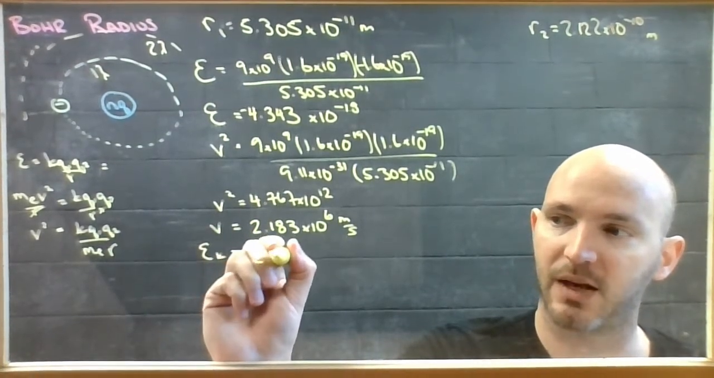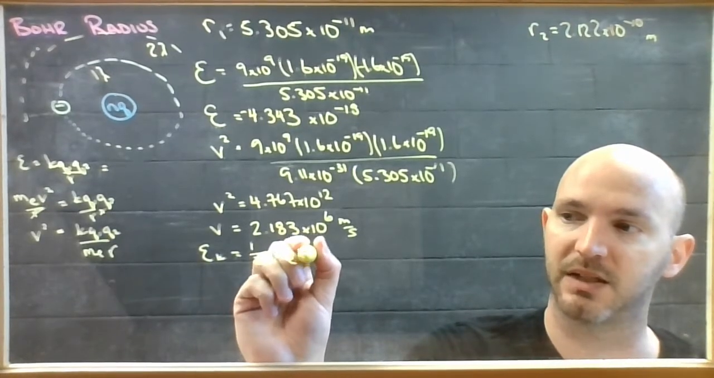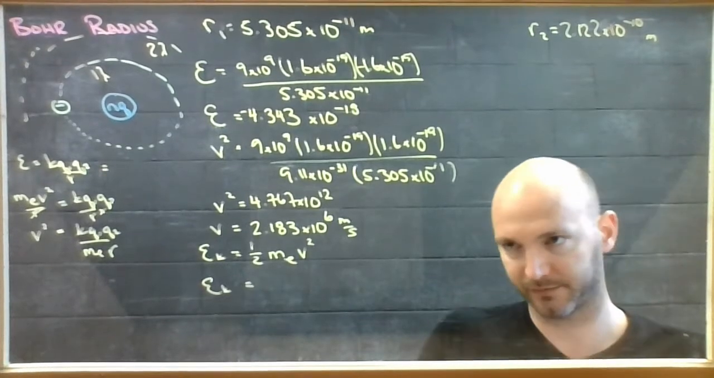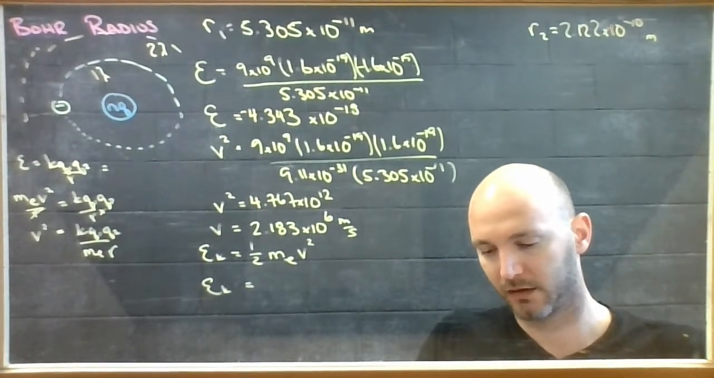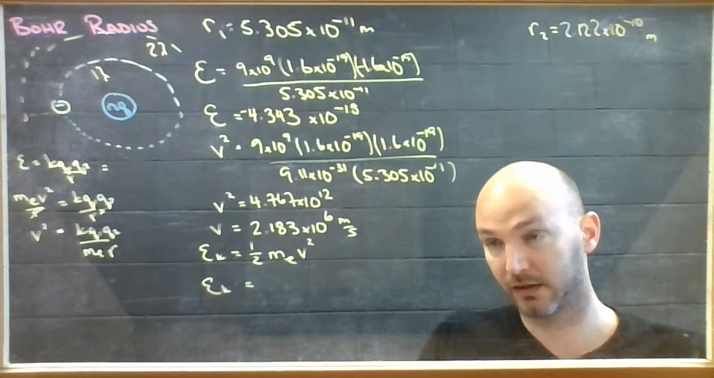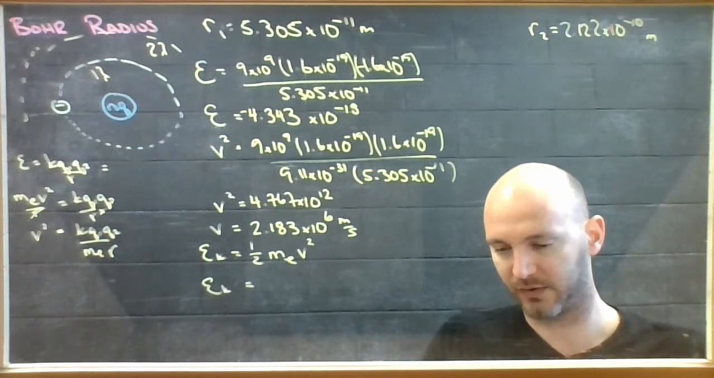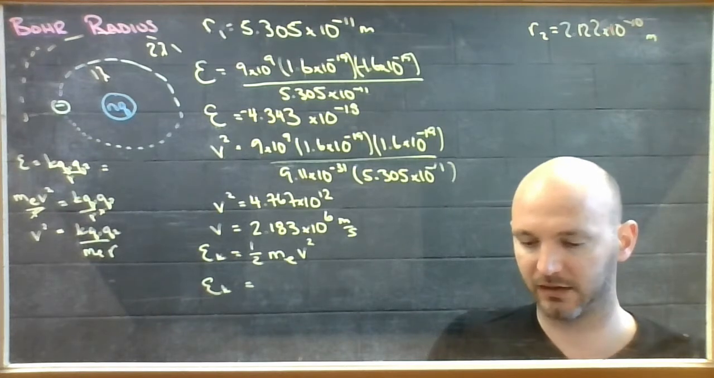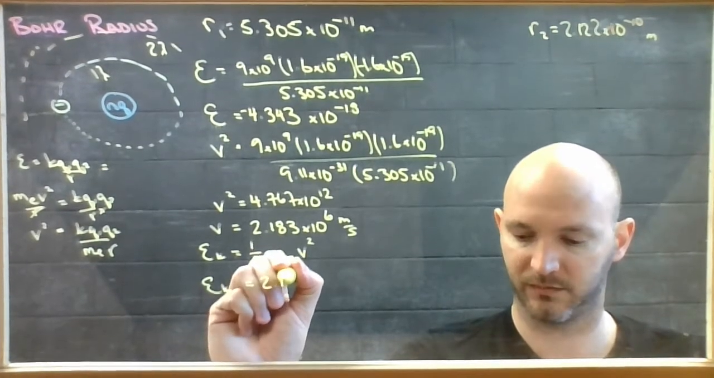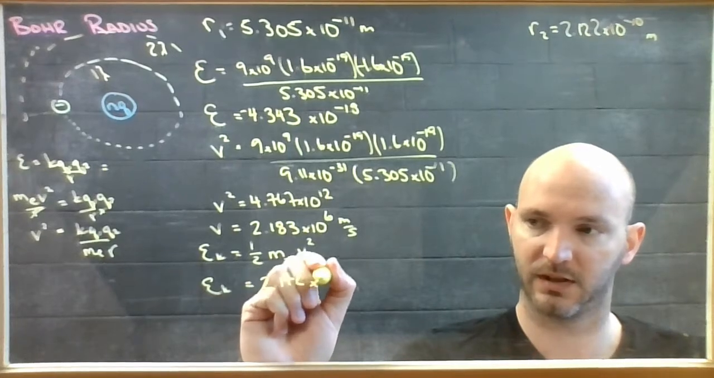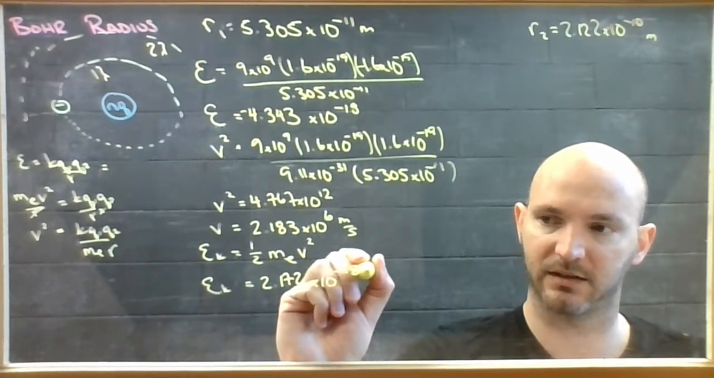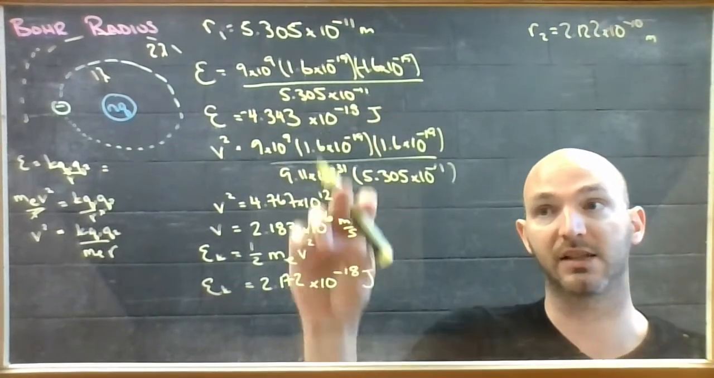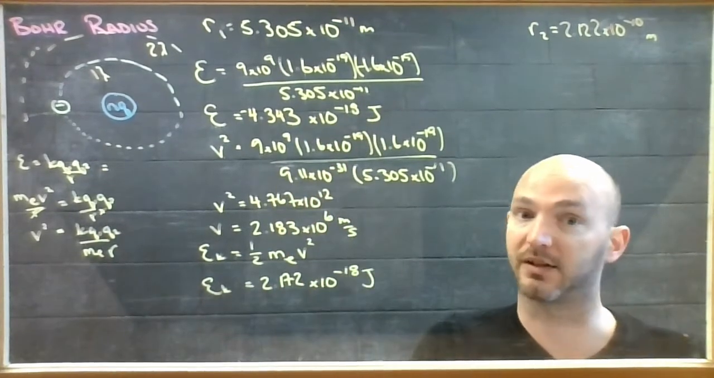It'll be 1/2 the mass of the electron multiplied by its speed squared, which I have here. So the kinetic energy then, re-squaring that, divided by 2 times 9.11 times 10 to the negative 31, gives me 2.172 times 10 to the negative 18 joules. And this was joules as well. Notice that these are on the same order of magnitude. That's encouraging.